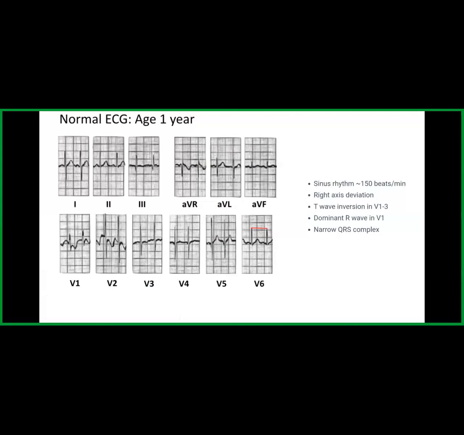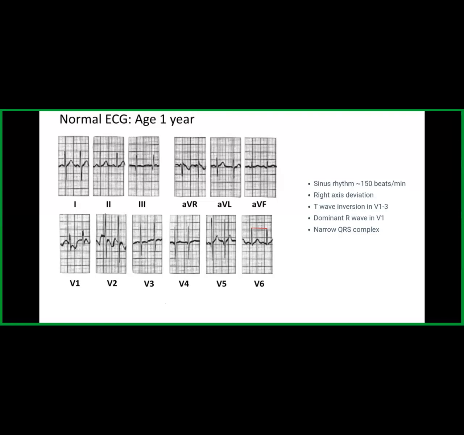Going ahead with a normal ECG of 1 year, I have tried to highlight the rhythm here, where we are calculating using the formula of the larger square or smaller square. The rate is 150 beats per minute. When we say there is right axis deviation, we have already covered in part 2, in detail, how to calculate axis.